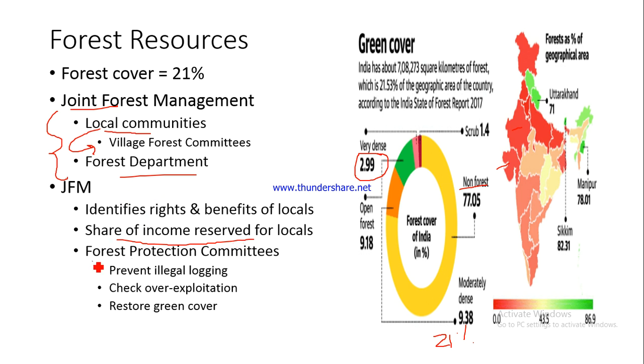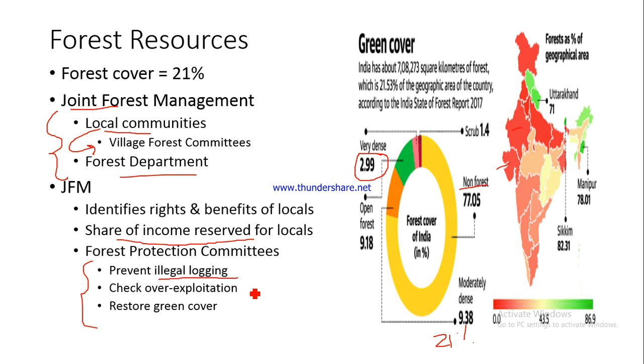Now what is the job of the forest protection committees? They prevent illegal logging. So they don't allow illegal cutting down of trees. They check over-exploitation of the forest resources, because if you are over-exploiting the forest resources, you would not be able to continue using it for a long period of time. So you should harness it in a very balanced manner. If there is over-exploitation of the forest resources, the forest would not be able to regenerate so fast, and they would not be able to keep providing you with the resources at the same pace.